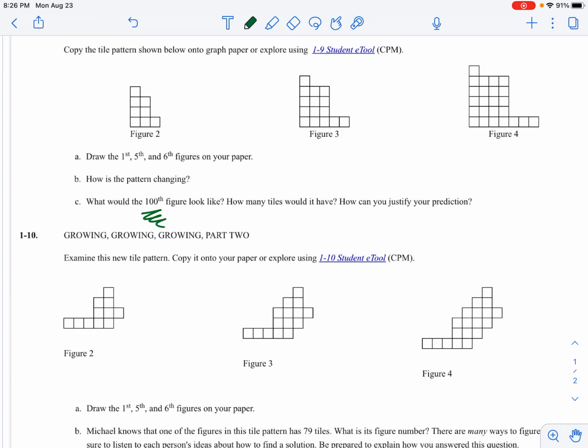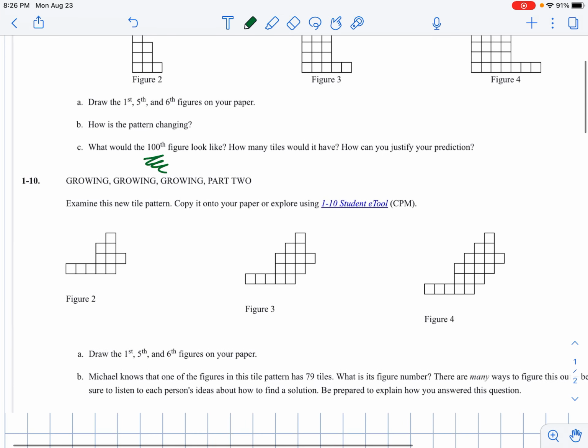So with that, I want you to pause the video and then explore both of these patterns, 1.9 and 1.10, and see if you can answer some of these questions here. For 1.9, questions A, B, and C, and then for 1.10, questions A and B. So go ahead, pause the video, and then give that a shot.